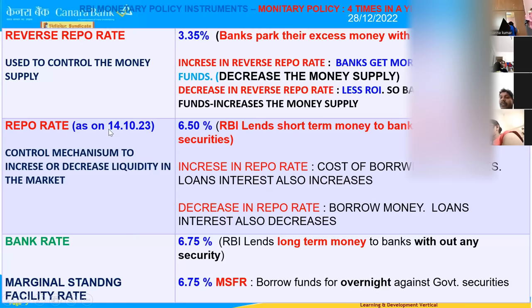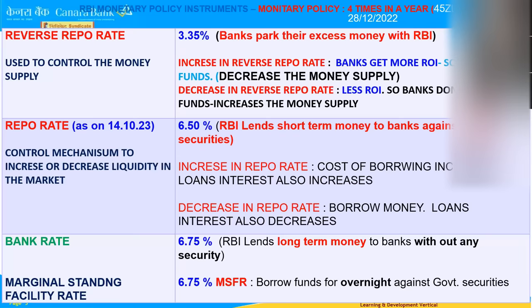RBI uses the reverse repo rate to control the money supply. How will they control it? For example, just imagine RBI increased the reverse repo rate. What will your bank do? Instead of giving loans to customers, say RBI made the reverse repo rate 7%. Keeping money with the regulator is safest, and you will get 7%. So when the reverse repo rate increases, banks get a higher rate of interest.